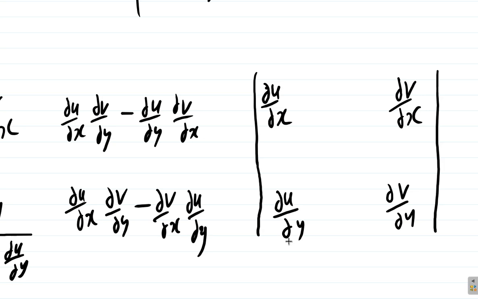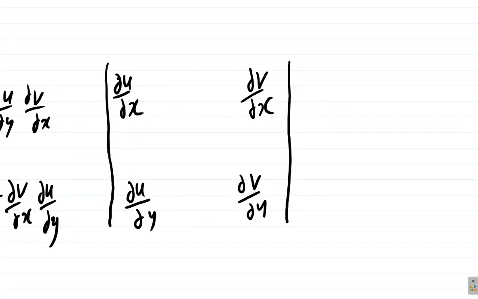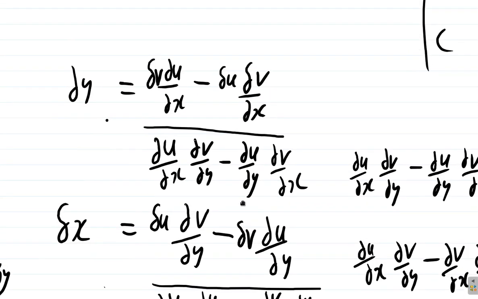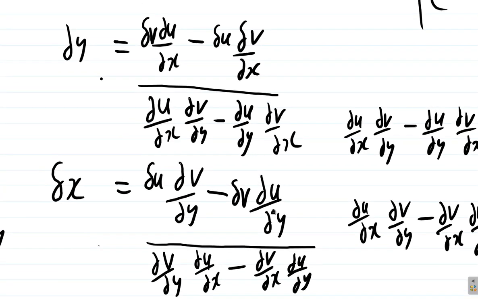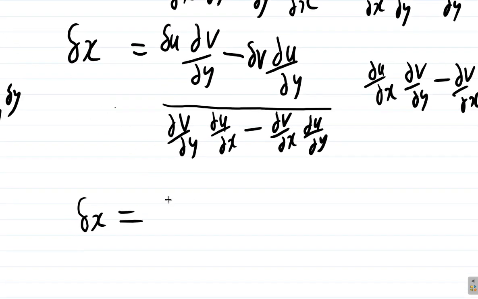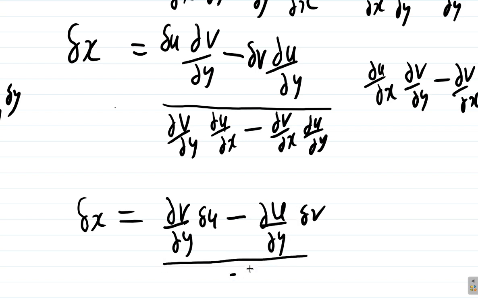Now this determinant here is called the Jacobian. Alright? So that's the Jacobian. Now here, if you rewrite these, then del x, let's write del x first. Del x in this case would be delta v by delta y times a small change in u minus delta u by delta y times a small change in v, over the Jacobian J.